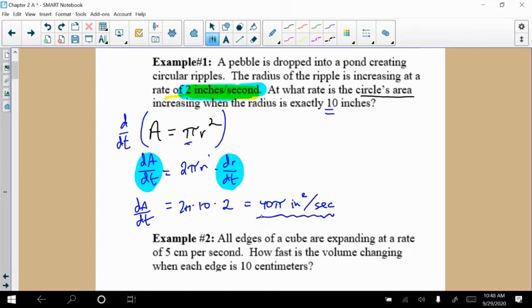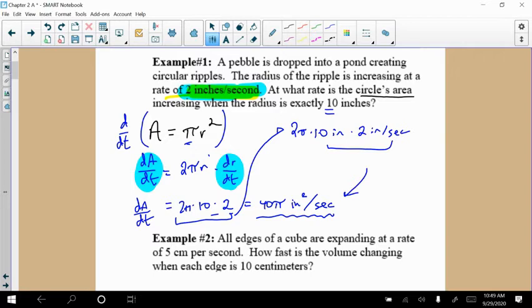Now, one thing that I want to give a shout out to Mrs. Olisar for, she does a really nice job of this, is she emphasizes labels. So if you go back over here and say, okay, 2 pi was my constant, but what did 10 represent? 10 represented inches at that moment. What did 2 represent? 2 represented inches per second. So if you actually put labels in appropriately, do you also see how you're going to get inches squared per second? Which is pretty cool.